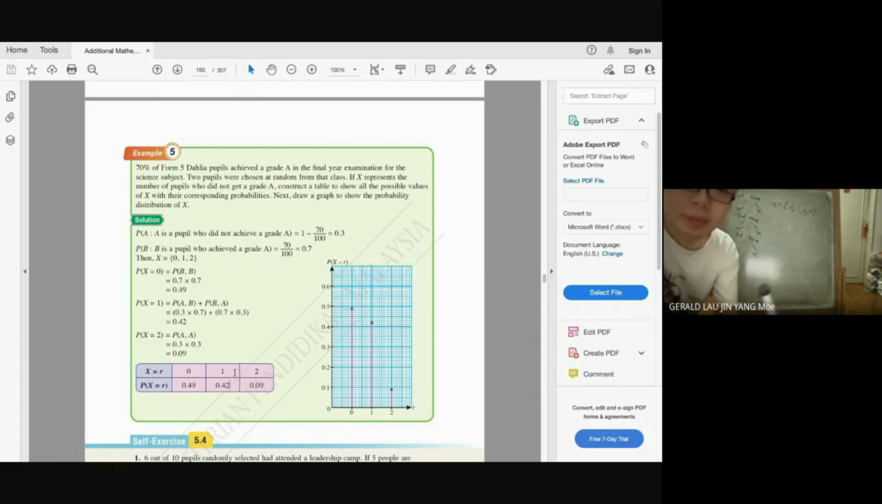Okay, the second possibility is that either one of the pupils scores grade A. Your third possibility is that both pupils score grade A. So how do you calculate the possibility? In this case, you want to draw three diagrams.